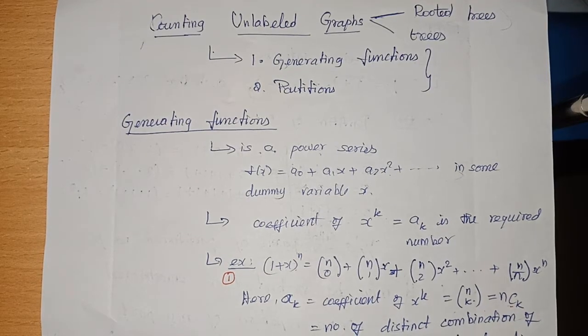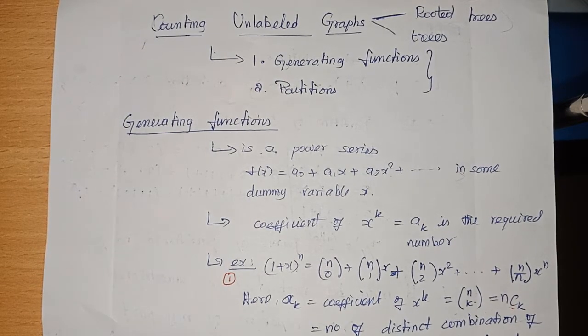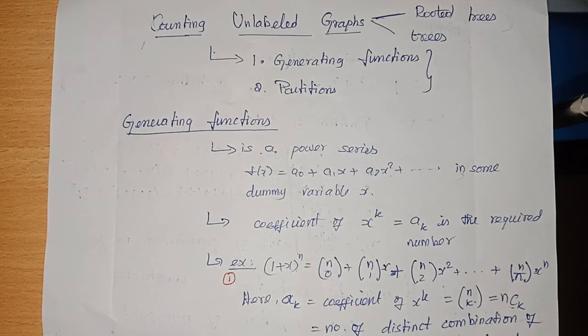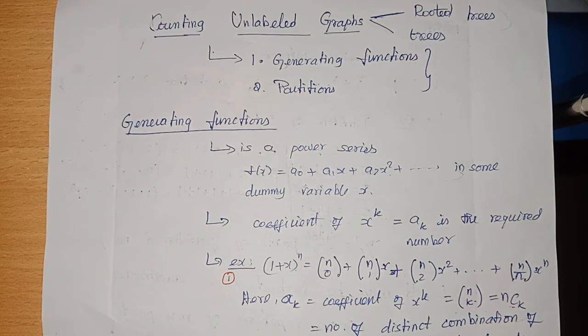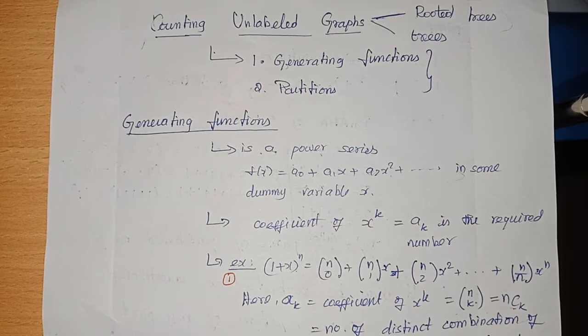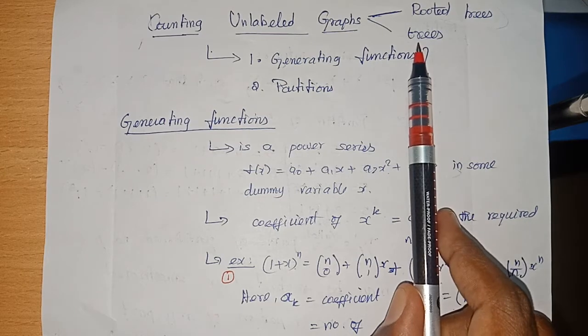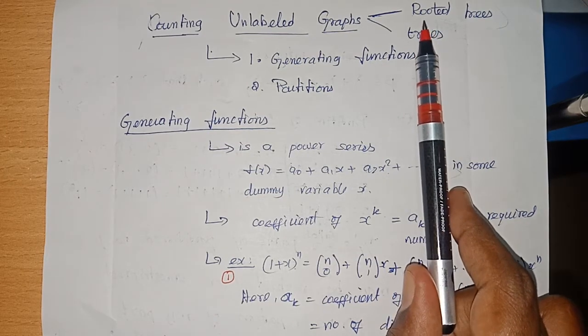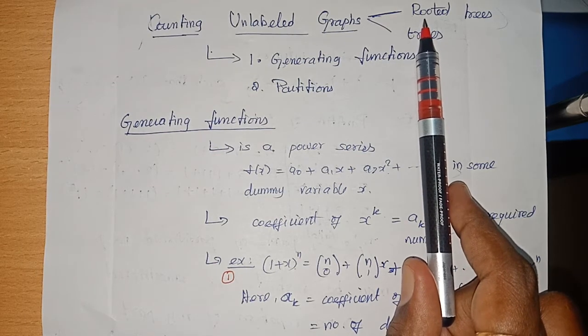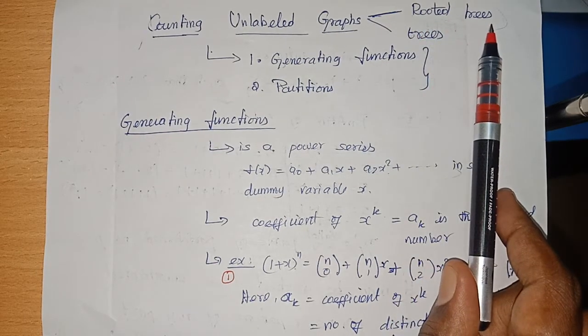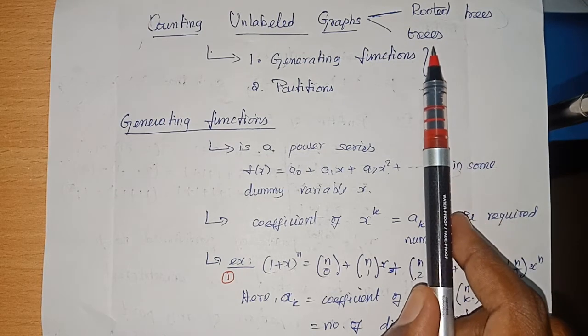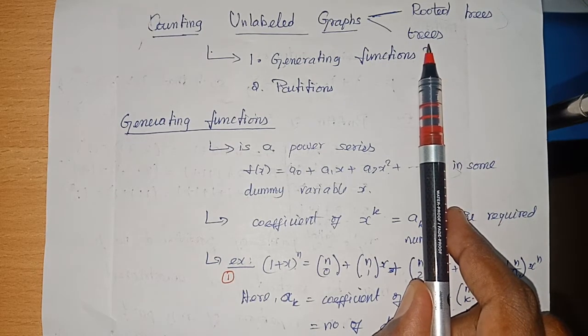I welcome you all to the next session on enumeration of unlabeled graphs. In the previous session, we have seen about enumeration of labeled graphs. Now we are going to see about enumeration of unlabeled graphs. Here more specifically, we are going to see about unlabeled rooted trees and unlabeled trees. First, we are going to find rooted trees, and using the concept of rooted trees, we are going to find the enumeration of trees.